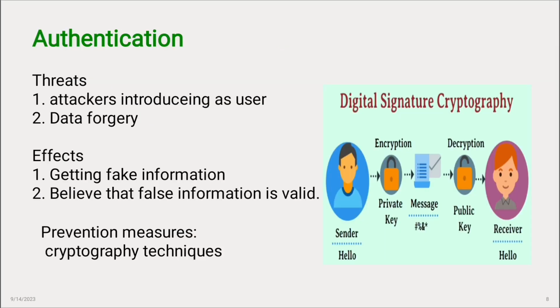Authentication means checking whether the sender and receiver are authenticated or not. From this figure, the sender is sending the message hello to the receiver, and in the middle is the attacker. The attacker introduces himself as the user and sends the message hello to the receiver. The authentication effects are that the attacker is introduced as a user, and data forgery. Effects are getting fake information and believing that false information is valid. Prevention measures are cryptographic techniques.